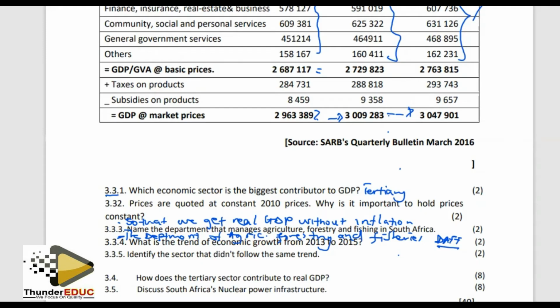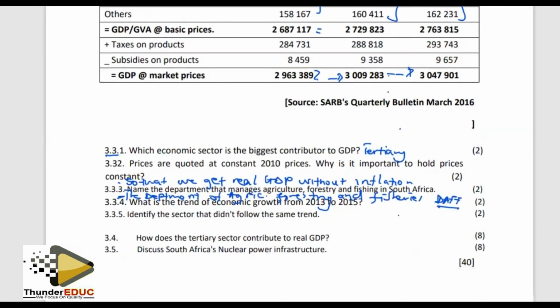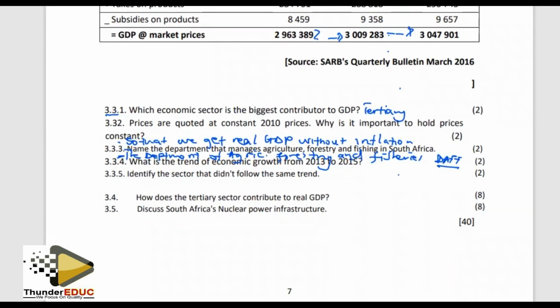You can say there is an increase in GDP on a yearly basis. There was an increase in GDP every year. Or you can say on a yearly basis. Identify the sector that did not follow the same trend. Every sector did very well. So there was no sector that did not improve every year, and that is none.